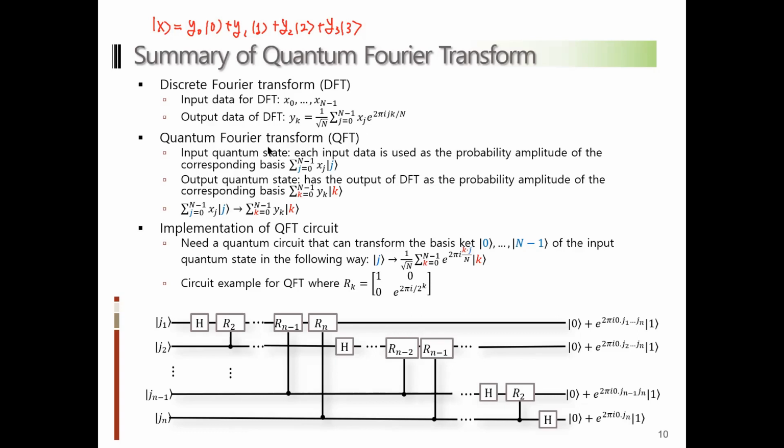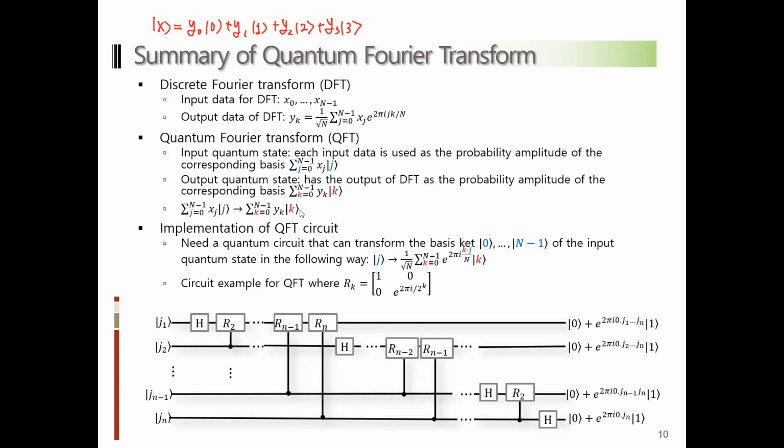Then what is the quantum Fourier transform, or QFT? In quantum processes, we generally have to define the input and output vector. In this case, the input vector will be expressed as this kind of superposition, where the coefficient of each computational basis is replaced by the sequence of the input. The output state will have the result of the DFT as its coefficient. So what we want is to transform this state into this state.